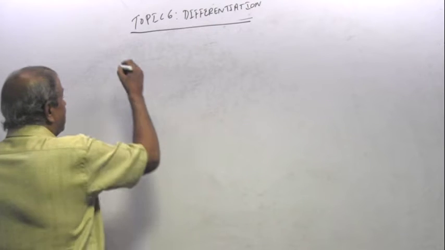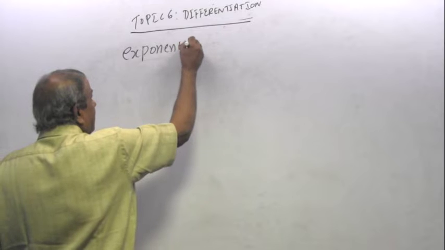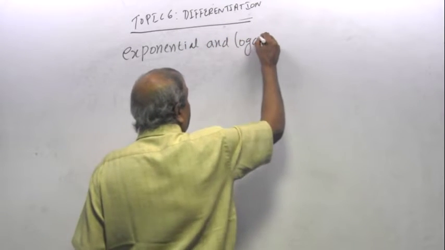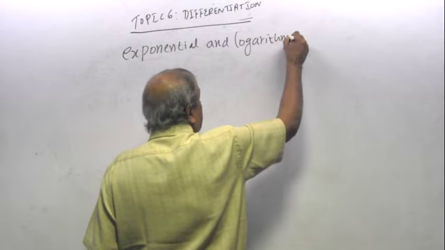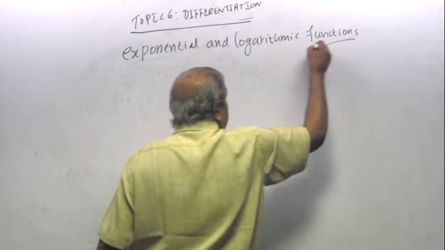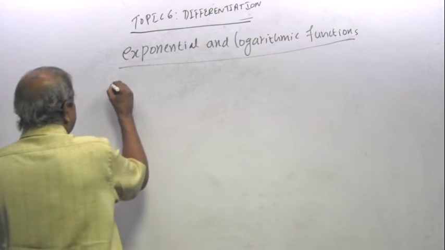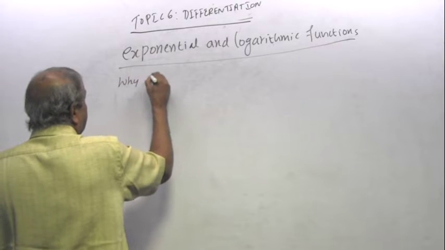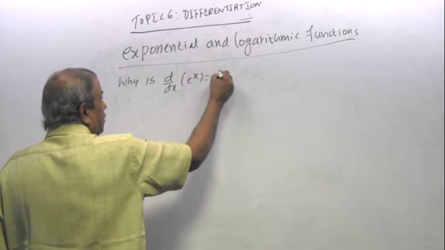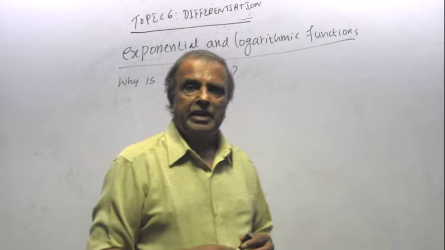So in other words, we're now doing exponential and logarithmic functions. I have already done logarithms, so I'm not going to go over logarithms again. I'm talking of now base e. In other words, d by dx of e power x equals e power x. That's the question I want to answer during this particular lesson.